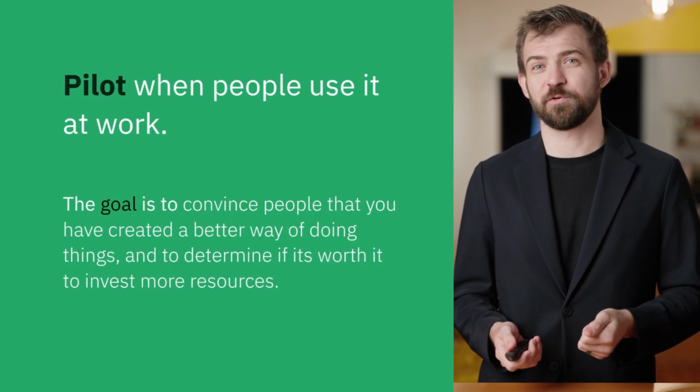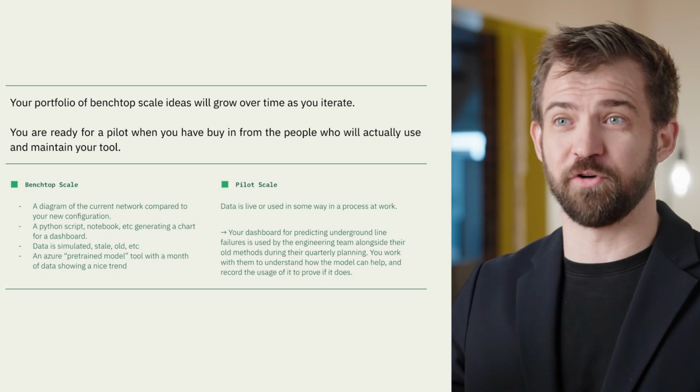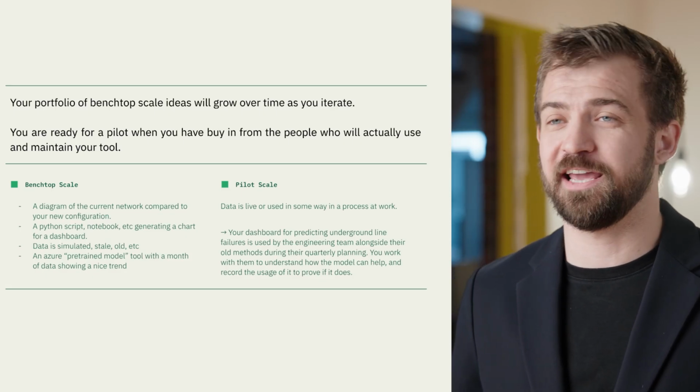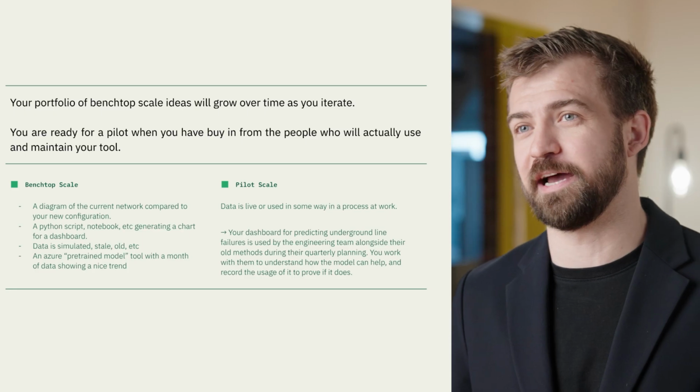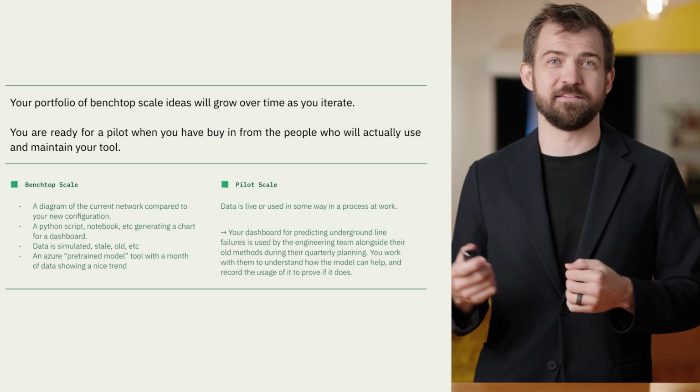So the comparison switches to comparing the old way to the new way. And now you're actually talking progress. So as you iterate, your portfolio of benchtop scale ideas will grow. You might have 1 or 2 at first, but in a few months' time, you might have 5 to 10 good ideas that you can quickly visualize, and naturally, one will start rising to the top as a likely pilot to get started on.